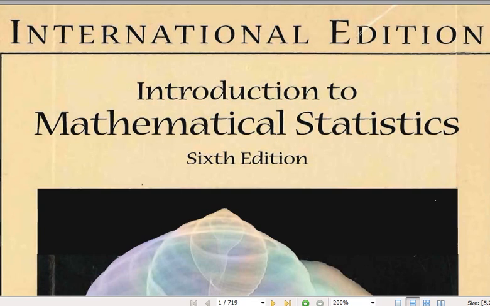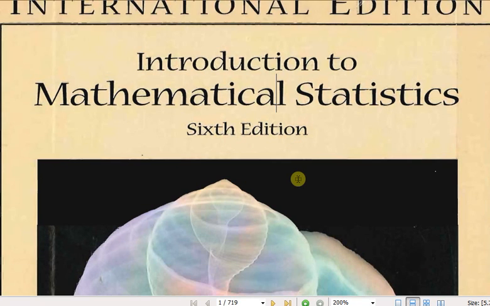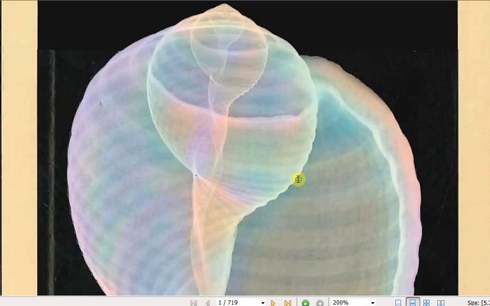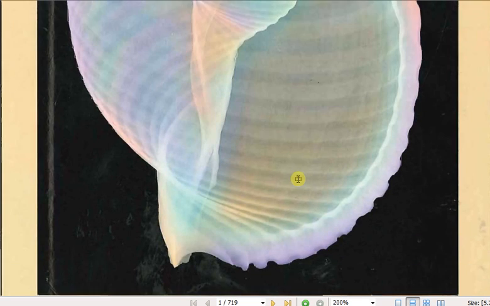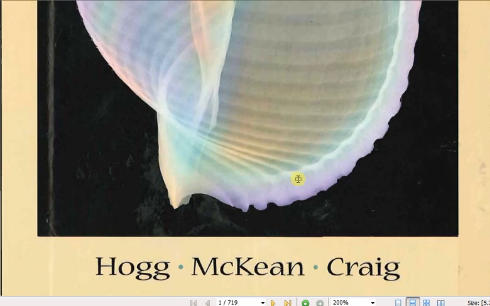Alhamdulillah. Today we will study this book, Introduction to Mathematical Statistics, 6th edition by Hogg, Craig, and McKean.